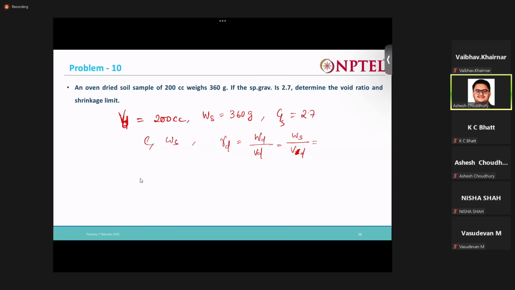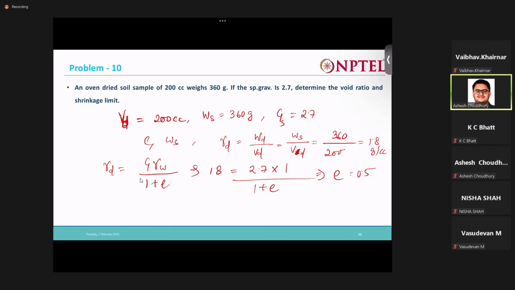So what is our dry density? It's nothing but the dried weight by the dried volume. So we get 360 by 200, which is 1.8 gram per cc. Now again we know this relation, gamma d is equal to G gamma w by 1 plus e. If we put our values, this is 1.8 we just calculated, this is 2.7, this is 1 in terms of gram per cc, plus 1 plus e. From here we can calculate the void ratio as 0.5. So easily you calculated the void ratio.